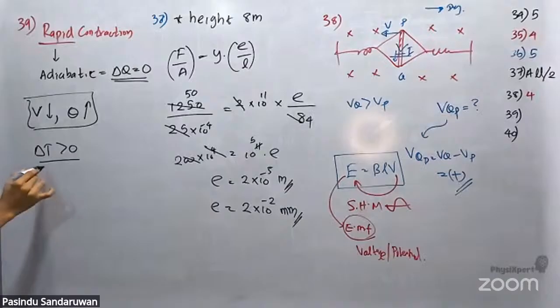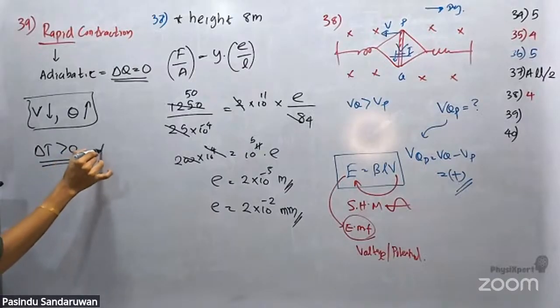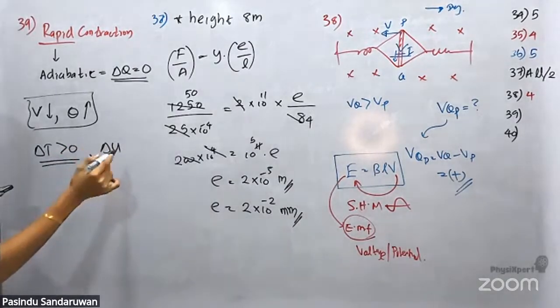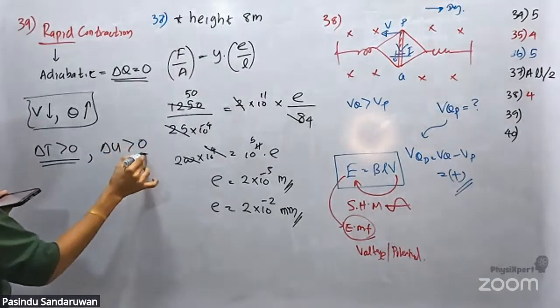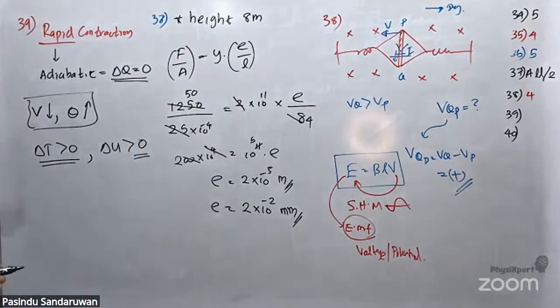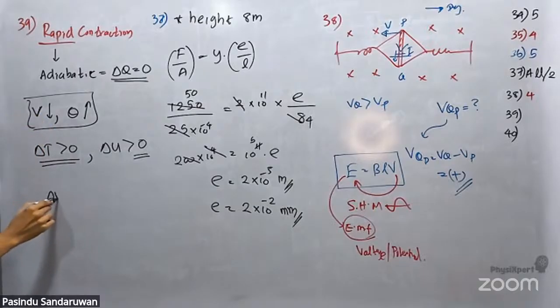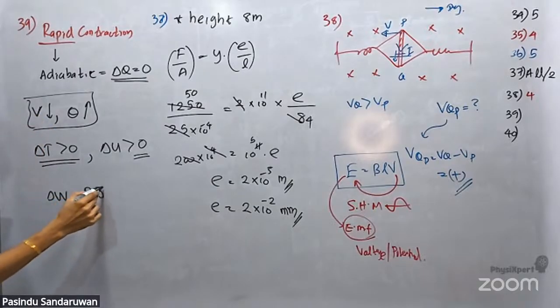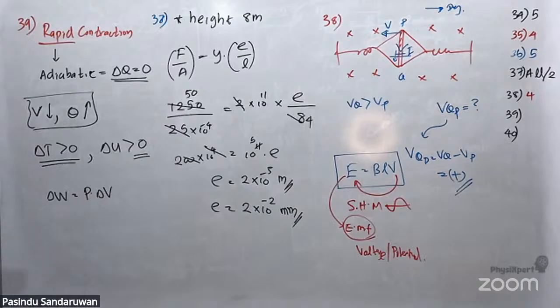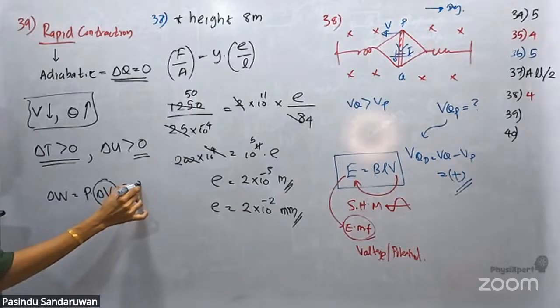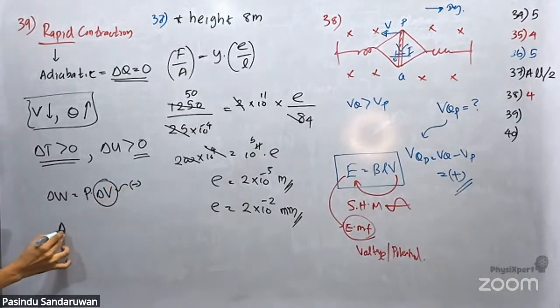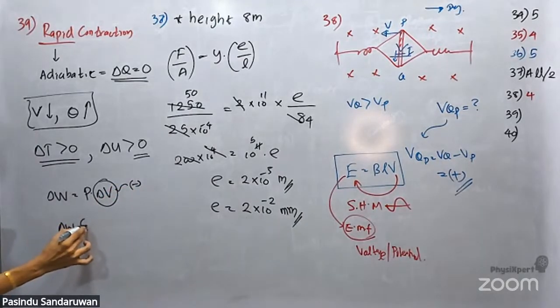Temperature increasing. And the sign of delta T and delta U will be the same. So delta U is also increasing. Right? And since there is a decrease of volume, delta W is P delta V. All the equations should be known. Now, since there is a contraction, delta V is negative. Since delta V is negative, delta W will be negative.